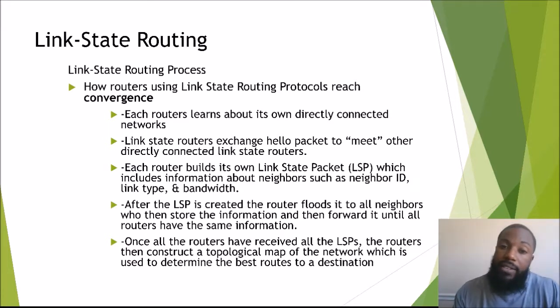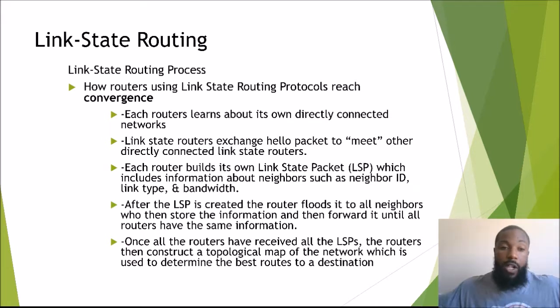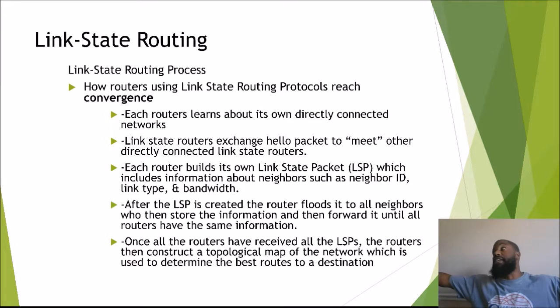Each router learns about its own directly connected networks. When you first power it on, it knows about the routers that are physically connected to it with a cable, right? We talked about that too in the last video. The link state routing protocols go in this order too. The link state routers exchange hello packets to meet other directly connected link state routers, right? So it's going to know about the routers that are directly connected to it, right?